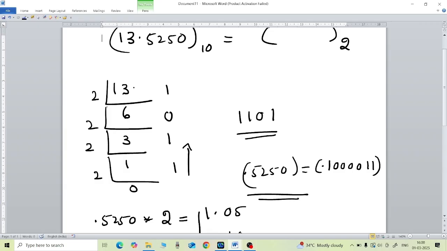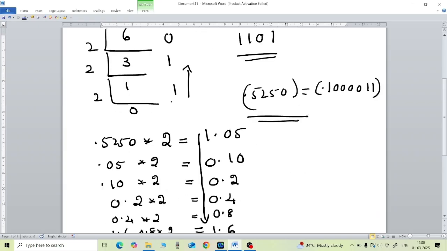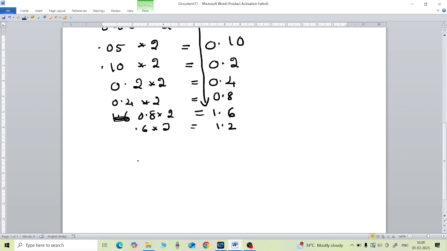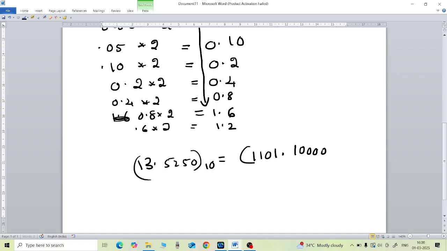So I am going to write it together. 13.5250 decimal has an equivalent binary 1101. This is for 13, and for the fractional portion 5250 it has 1 0 0 0 1 1, and give the base as 2. So this is going to be the answer.